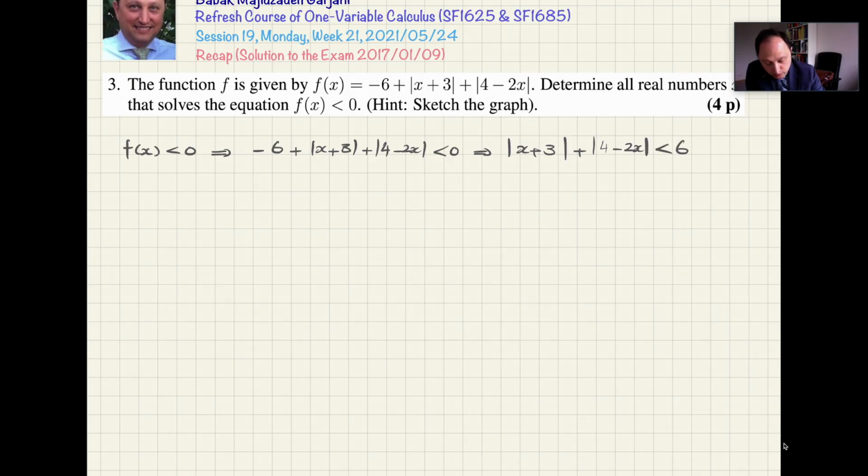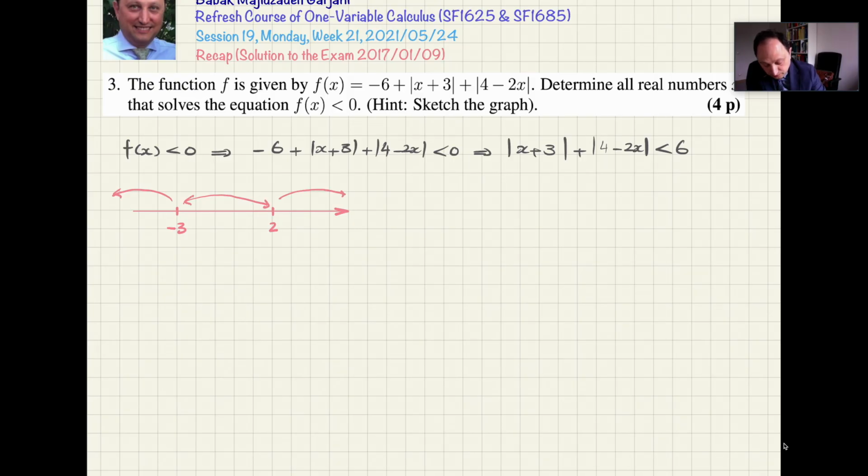As I always told you, if you remember when I was teaching absolute value, there are 2 points that are important. Absolute value is always more or less useless in practice. So this number is -3 here, and this number here, if I put it equal to 0, I get 2. So 2 points are important for me. One of them is -3, the other one is 2. So it means that I have 3 regions to consider. This region, and that region.